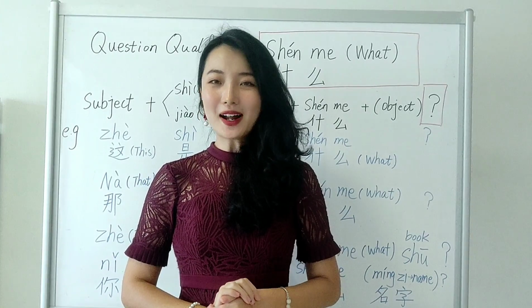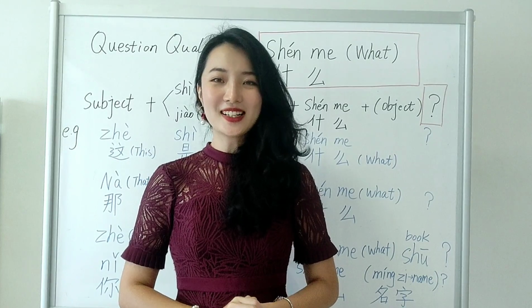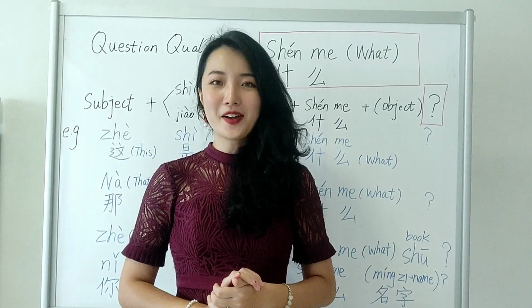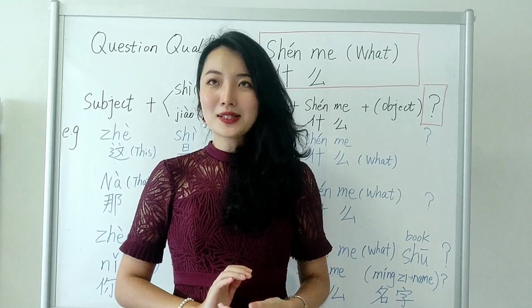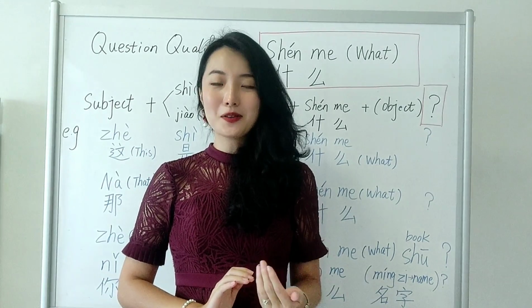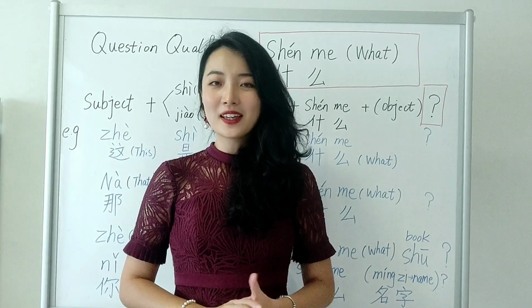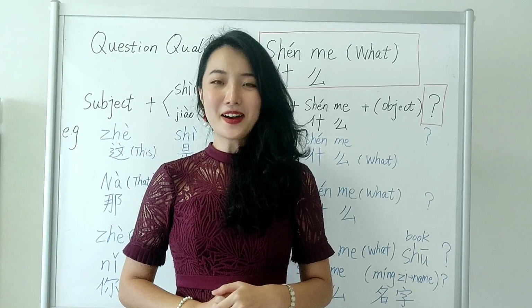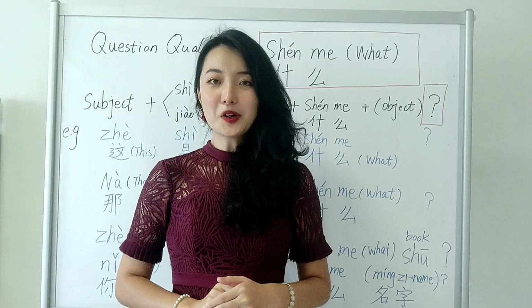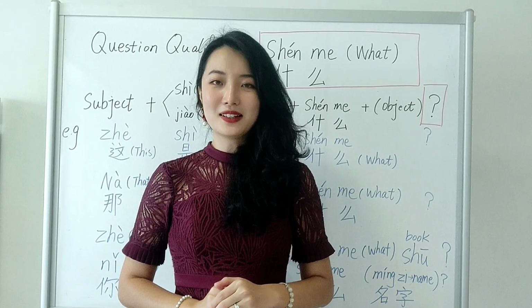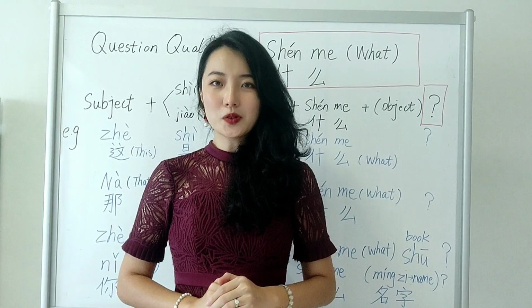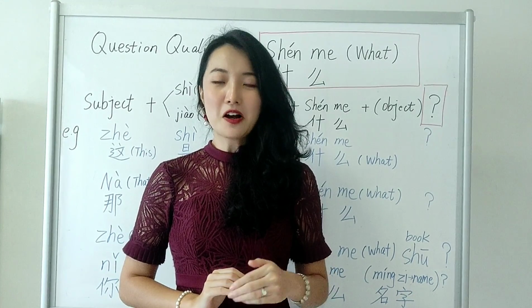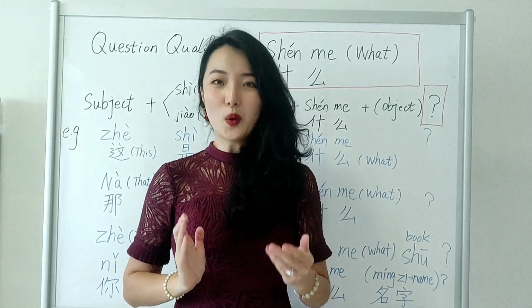Today we're going to learn how to ask questions in Chinese. Just like in English, there are 7 question qualifiers, which are what, who, which, when, why, where, and how. And in Chinese, we have exactly the same 7 question qualifiers. However, the order of asking questions is slightly different. So today we're going to use the easiest formula for you to understand the structures of asking questions with what.